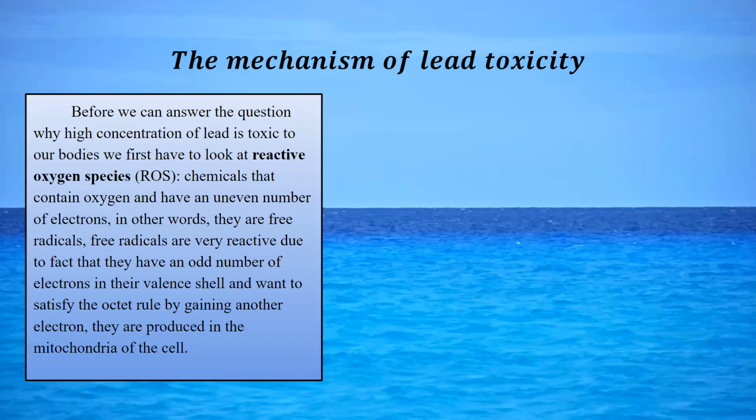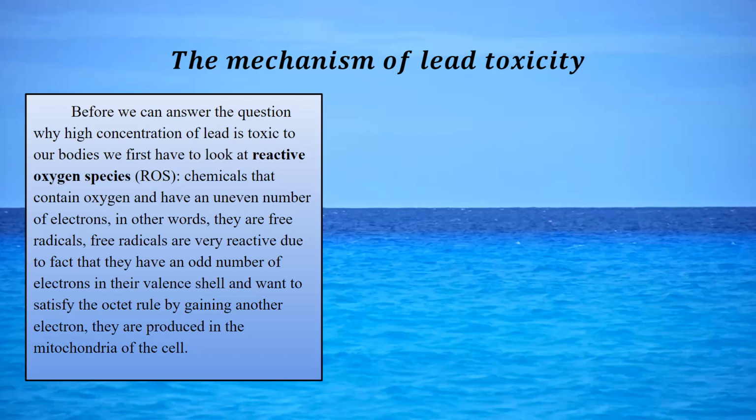Before I can talk about how phosphate can reduce the risk of lead toxicity, I also want to talk about how lead can poison our bodies. So we have to look at some chemicals named reactive oxygen species, or ROS for short. Reactive oxygen species are chemicals that contain oxygen and have an uneven number of electrons. In other words, they are free radicals.